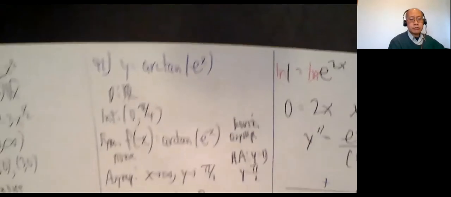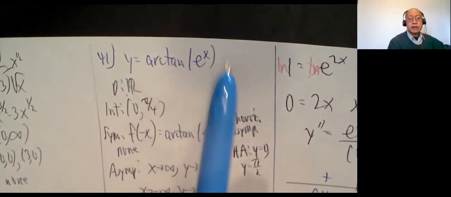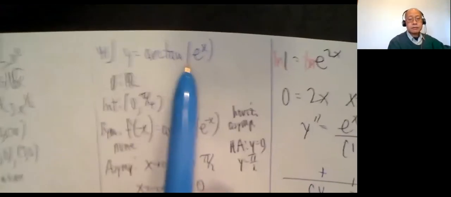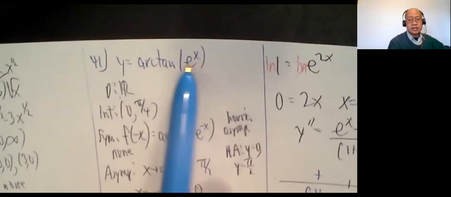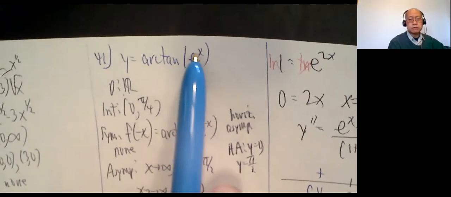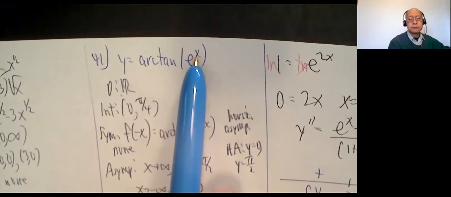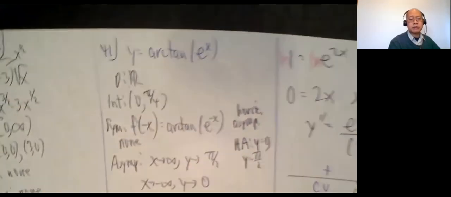Okay, the domain is all real numbers. You're allowed to take arctangent of anything, and you can take e to anything. So e to anything comes out to be a real number, and you can take its arctangent. So the domain is all real numbers.